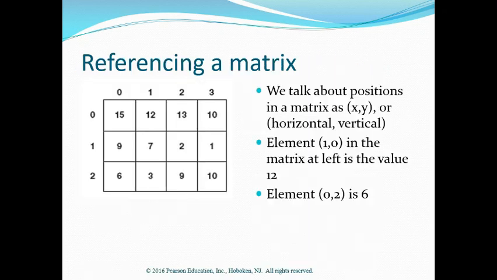So referencing a matrix, we talk about positions in a matrix as x, y, or horizontal, vertical, right? We go across and then we go down. So element 1, 0 in the matrix on the left side is the value 12. So we go over 1, or we go to column 1, and we go to row labeled as 0, which is 12. Element at 0, 2 instead is actually 6, right? So we're in the 0 column, which is horizontal, and then we look at the 2 column labeled, which is vertical, so going down, and we see that in that location, that's 6.